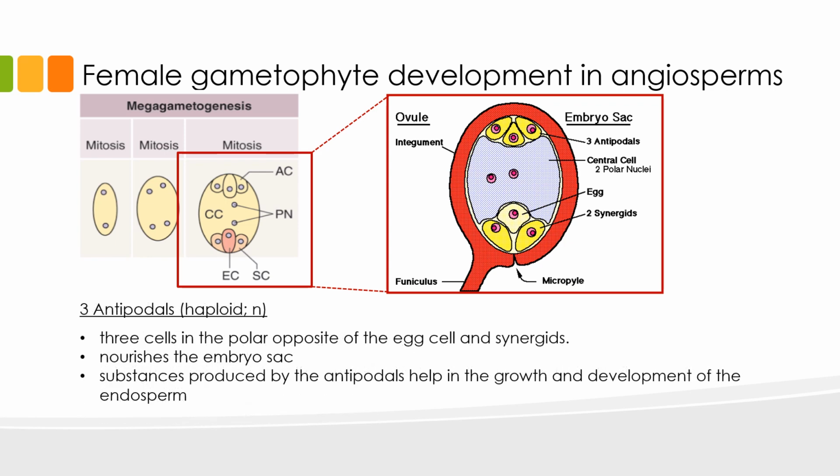Across the polar end where the egg cell and synergids are located are the antipodals. So if you look at this figure here, you have here our egg and synergids, and across these cells we have our antipodals. An embryo sac will have 3 antipodal cells that are all haploid. The antipodals nourish the embryo sac and produce substances that help in the growth and development of the endosperm.